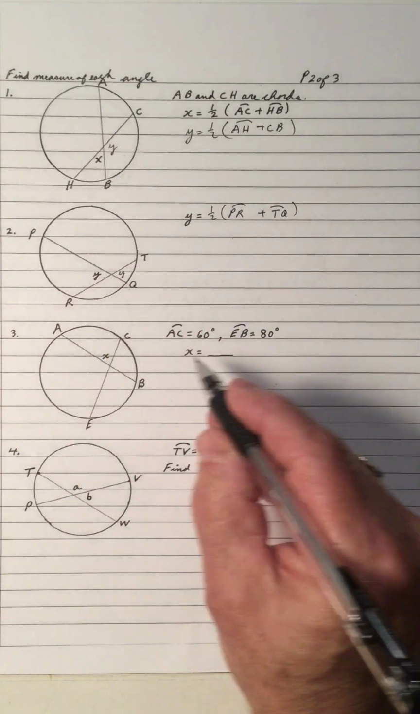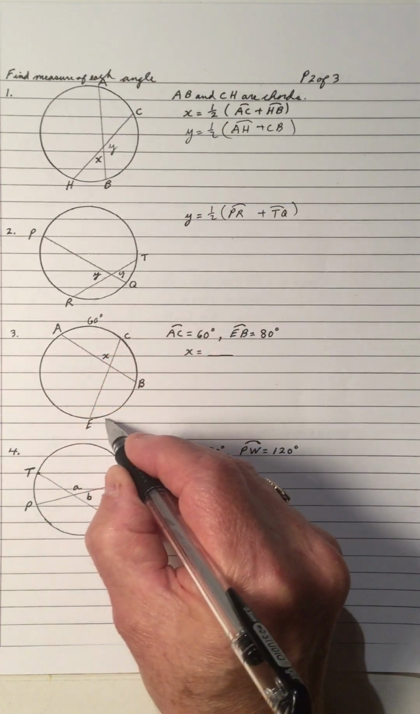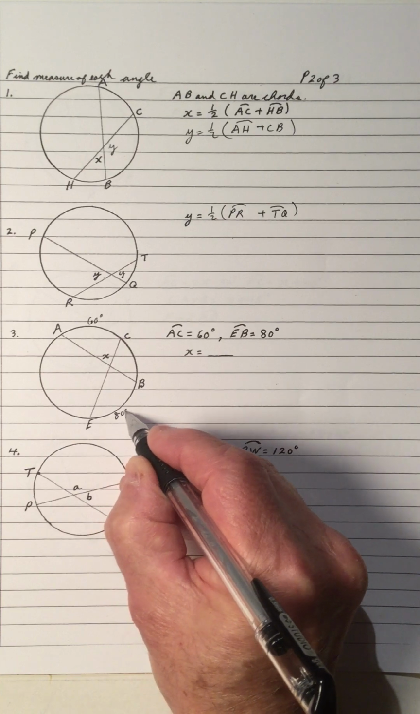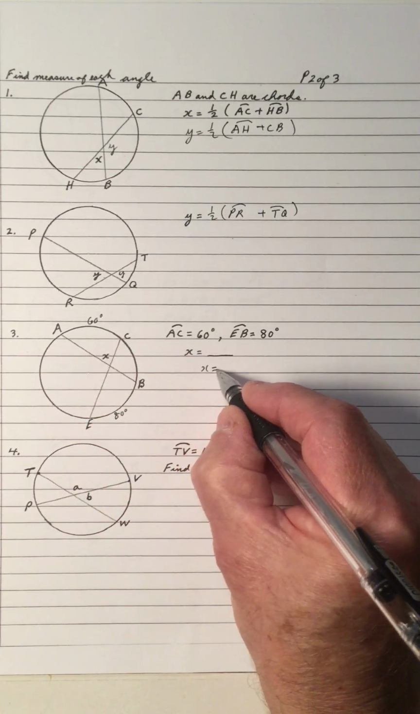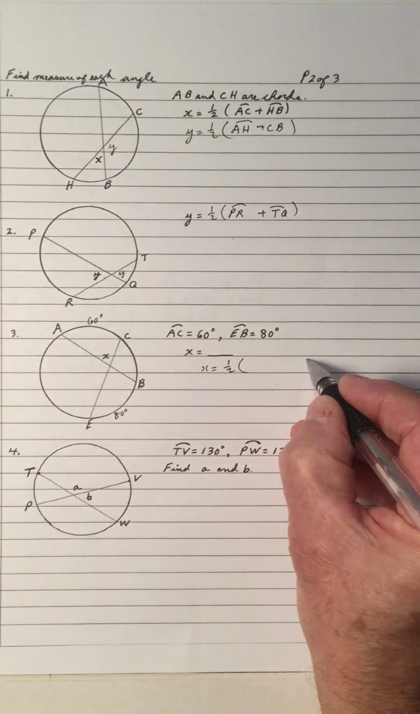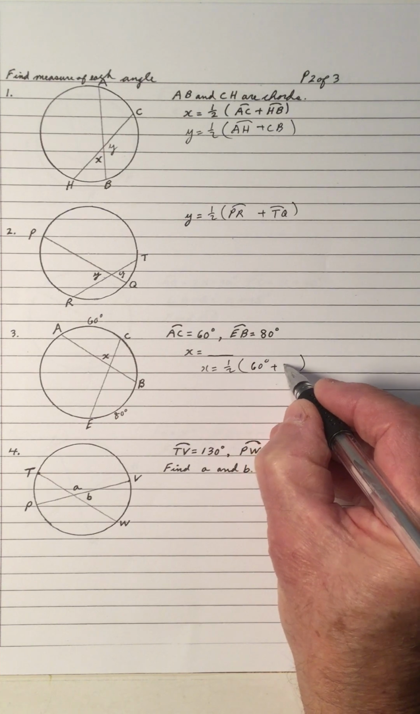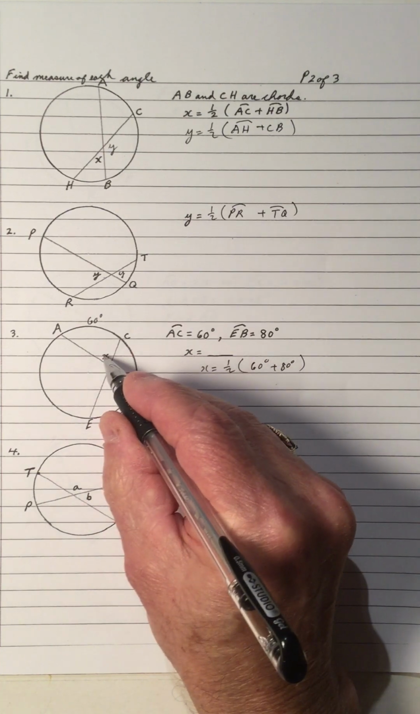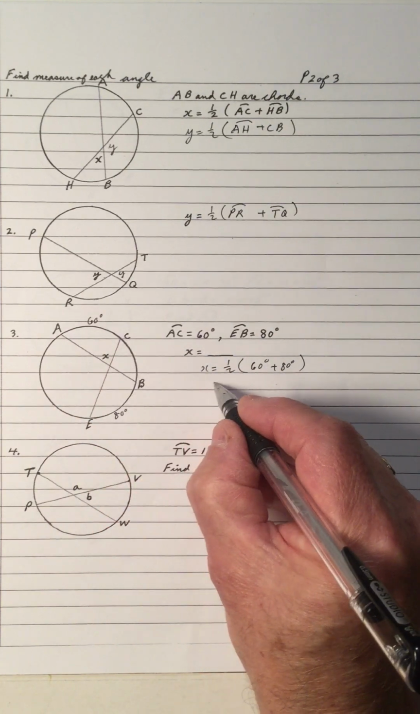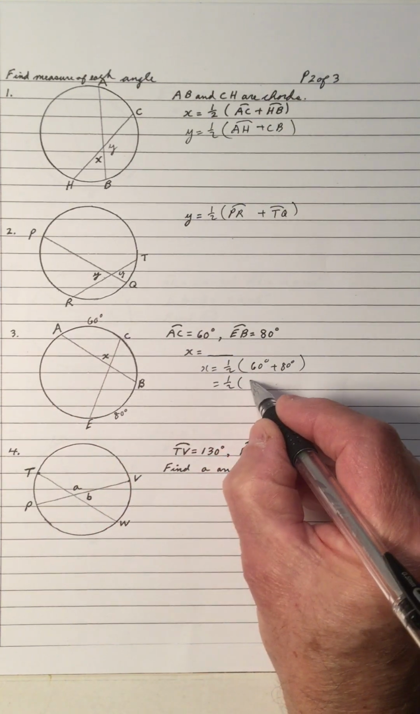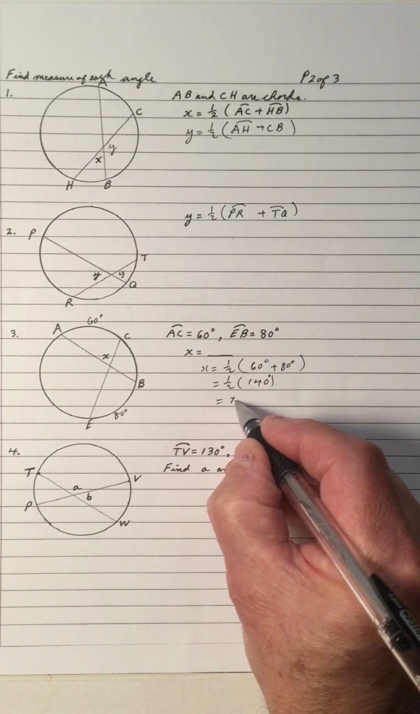Number three, if AC is 60 and EB is 80, and there's two chords, so X is equal to a half of the 60 plus the 80. So the angle X is a half of AC plus EB. So that's a half of 140, which is 70 degrees.